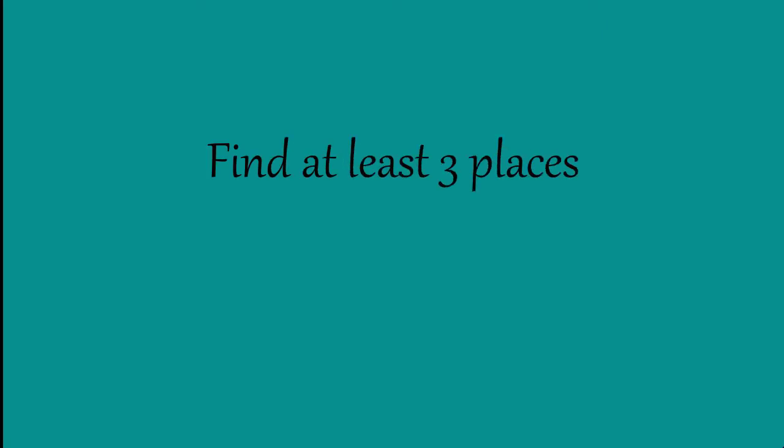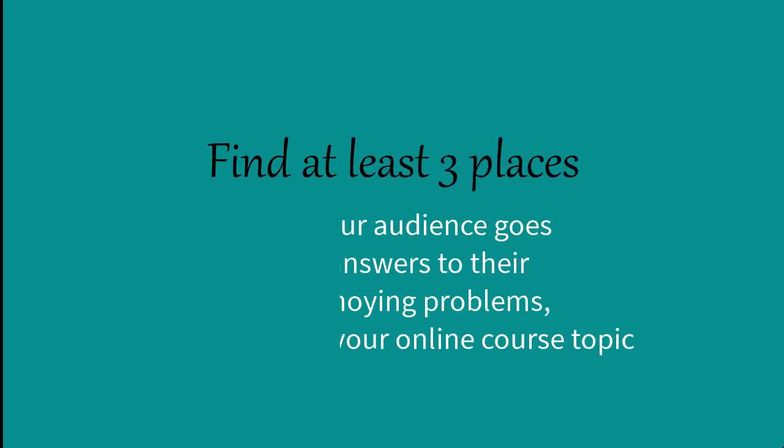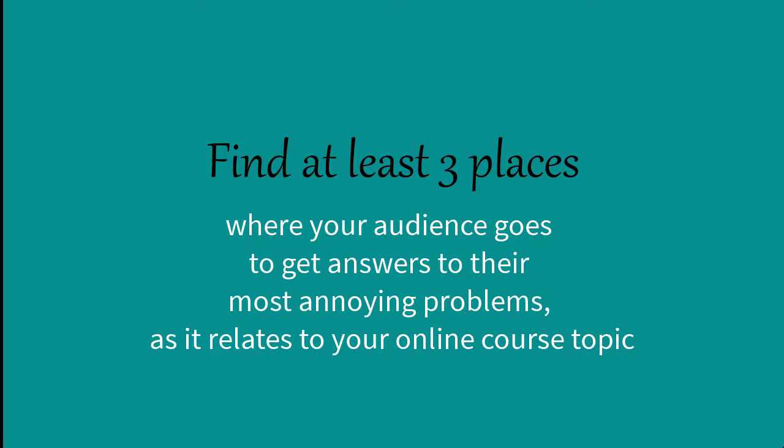Essentially, your job is to find at least 3 places where your audience goes to get answers to their most annoying problems as it relates to your course topic, so you can gain clarity as to what specific problem to solve for them, or another way to put it is what specific solution to offer them inside your course. Again, to properly validate you're on the right path, you should look into at least 3 different places that your audience goes to get answers to their problems.